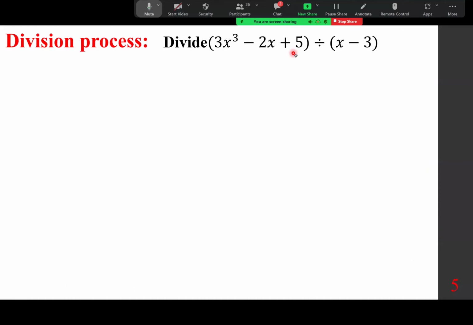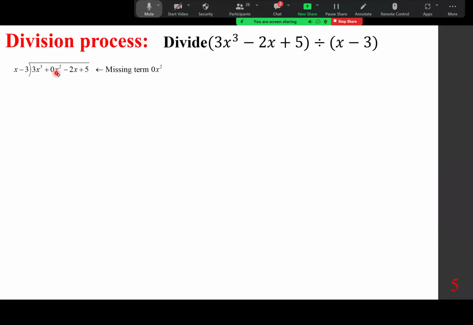Divide 3x cubed minus 2x plus 5 by x minus 3. So let's see how this thing works. So you are dividing 3x cubed minus 2x plus 5.